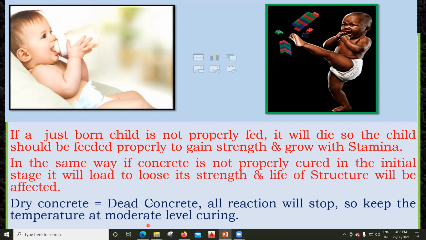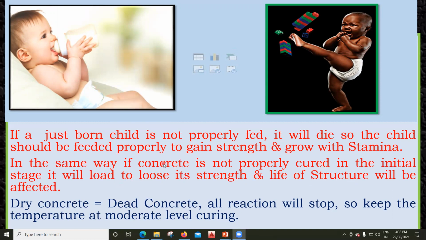In the same way, if the concrete is not properly cured in the initial stage, and if you load it, it will lose its strength, and the life of the structure will be affected if you don't do the curing in the initial stage. So it's something like this also, same. Even if you don't feed the newly born baby, then what will happen?